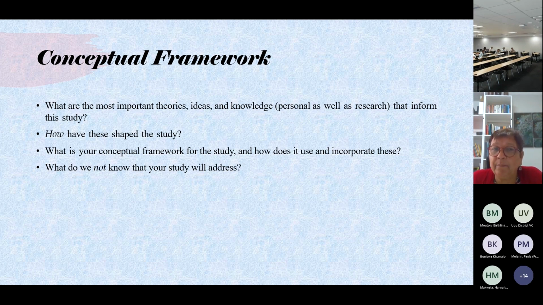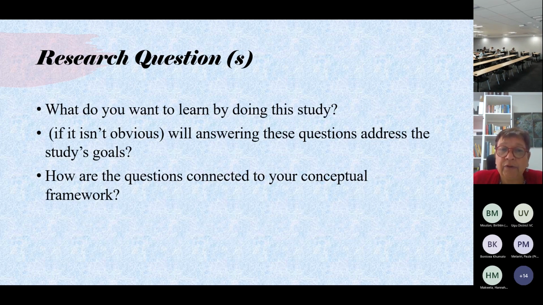And what do you know? This is an important one, the fourth bullet point. What is it that you know you will not address? What is it that you do not yet know that your study will address? Because that is what gives it its relevance. Going to your research question, these things are what leads you to your research question, especially that last point that I made. What is it that we do not yet know that your study will address? And so your research question really will revolve around what it is you want to learn by doing this study.